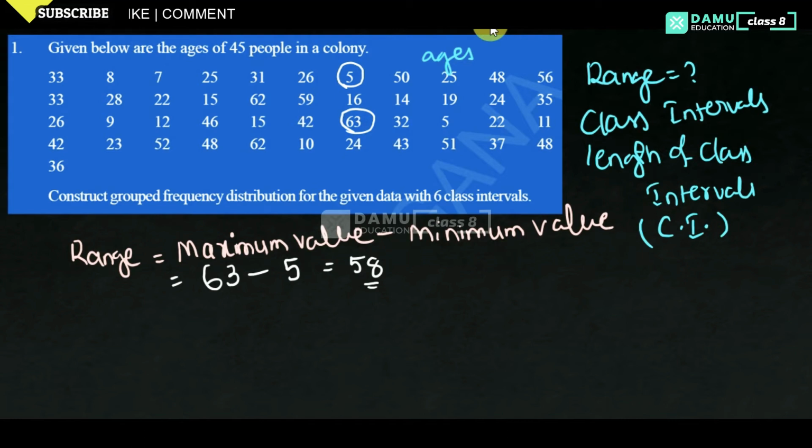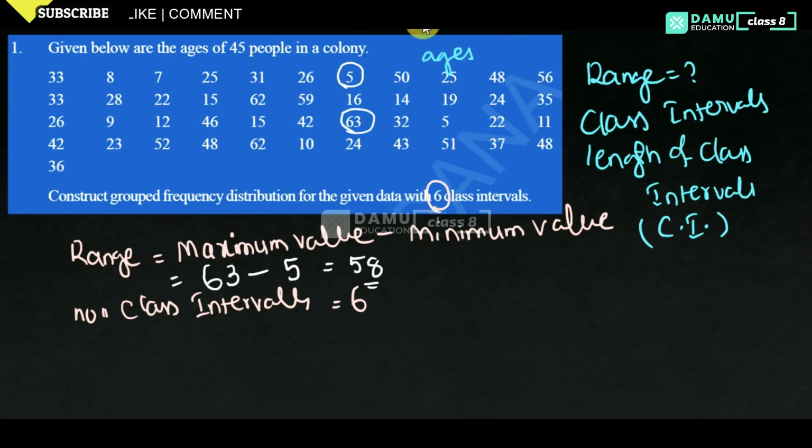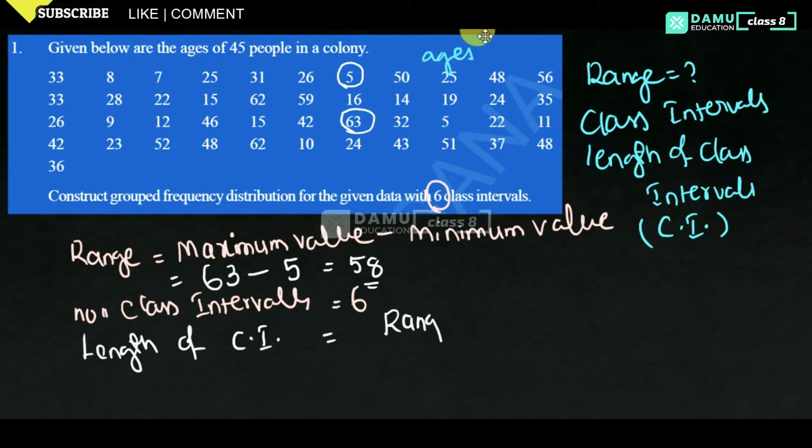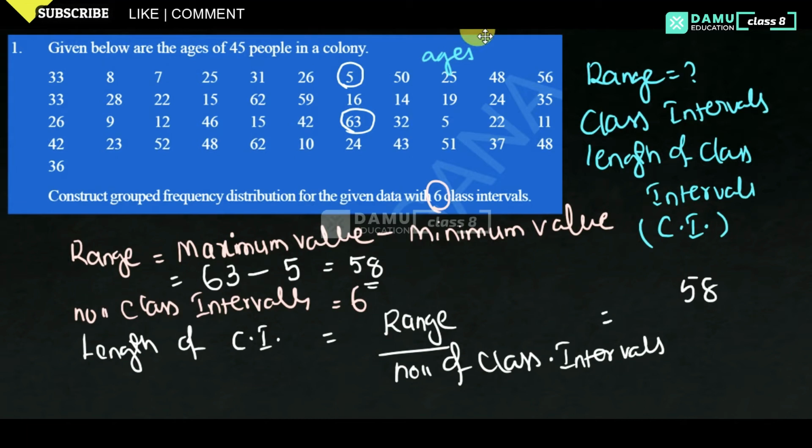Why are these three compulsory for every class interval? The number of class intervals is already given, that is 6 class intervals. Then we need to find the length of class interval. The length of class interval is always range divided by number of class intervals. Range here is 58, number of class intervals is 6, so 58 by 6 is 9.66 something, around 10. So the length of class interval is 10.